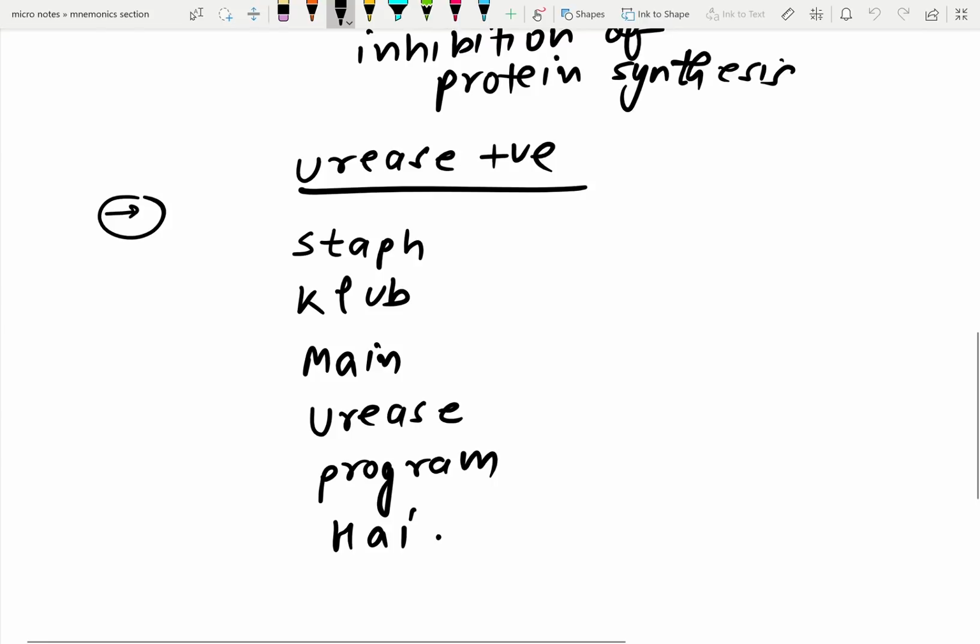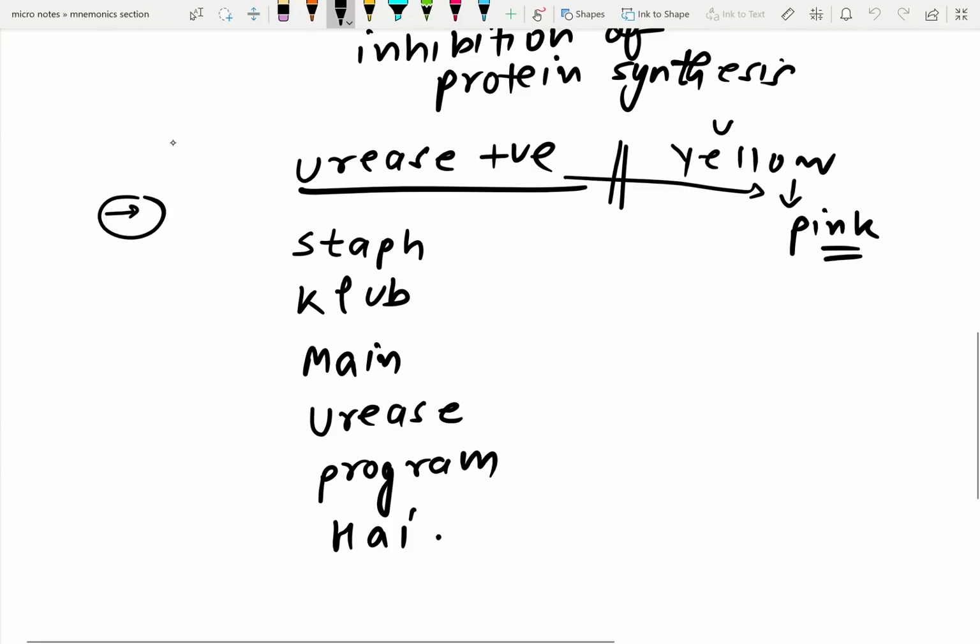And can you tell me which colored media is urease media? It's a yellow colored media, and it changes to pink when a urease positive organism is put into this urease media. So remember, the urease media is yellow in color, and it changes to pink whenever these organisms are in it. Fine.